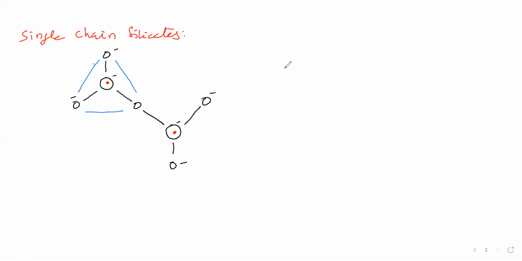Now we will write like this. This blue line we are writing in order to indicate it is one SiO4 unit, for that sake only. This oxygen is sharing equally between this SiO4 unit and this SiO4 unit. So one oxygen is shared with the 2 SiO4 units.